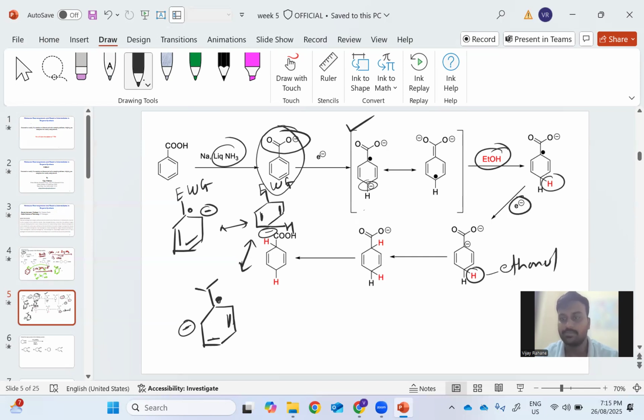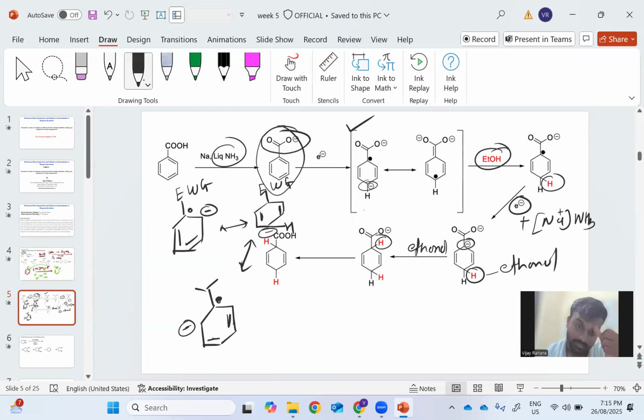So once the proton is attached here, again another molecule of NH3 and Na plus and one electron. This one electron transfers to this radical, and it becomes a negative charge now, because earlier there was one electron, now again one electron comes to this position. So it will be negatively charged now. And this negative charge again abstracts the proton from the ethanol. It goes here.